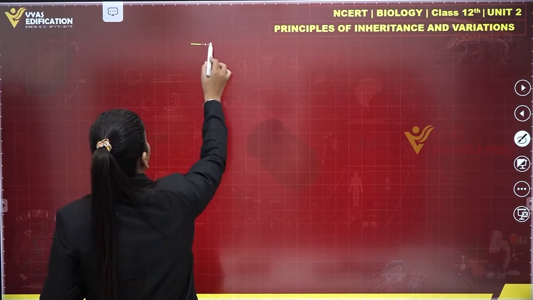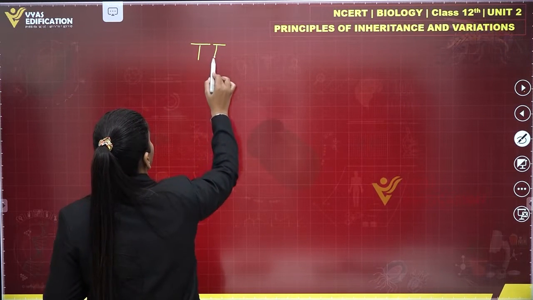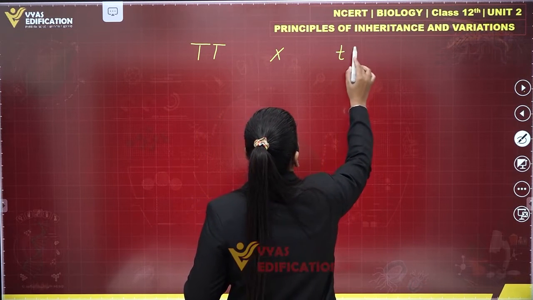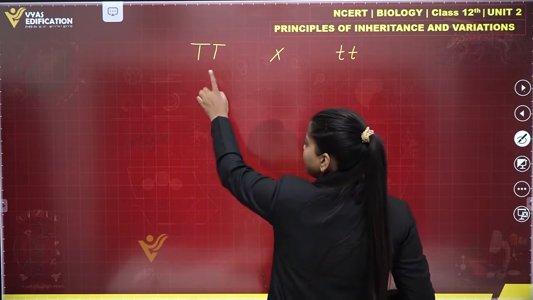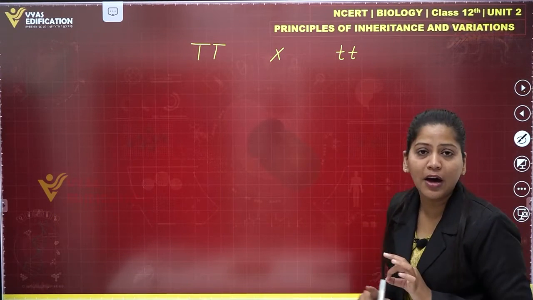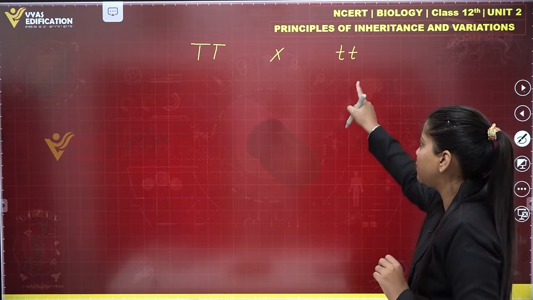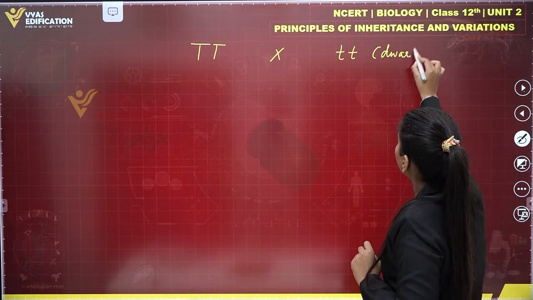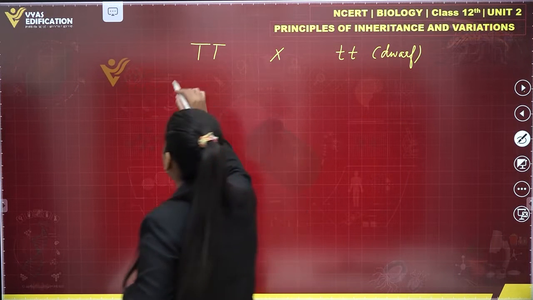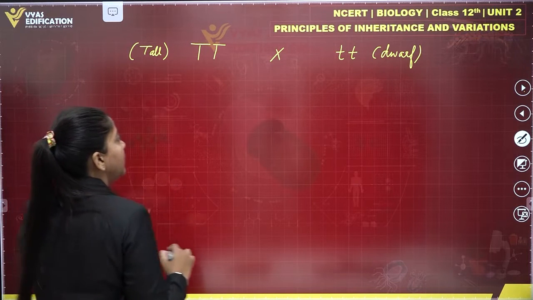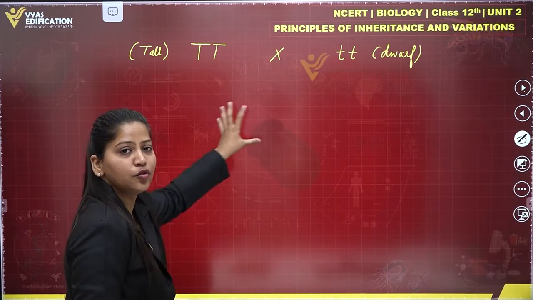We know that Mendel crossed a homozygous tall-heighted plant with a homozygous dwarf plant. This is the homozygous pure tall plant, and this is the pure dwarf plant with the homozygous condition as small t. So now I am writing here dwarf because this is representing the dwarf plant and this is representing the tall plant. What he did, he actually crossed these two plants.